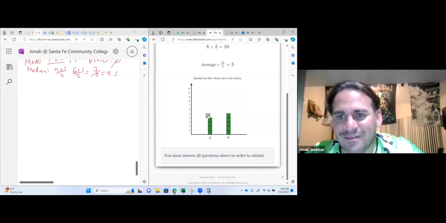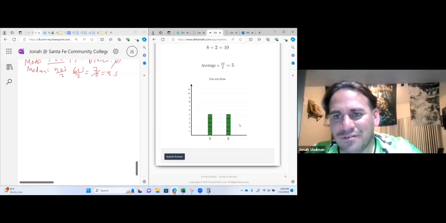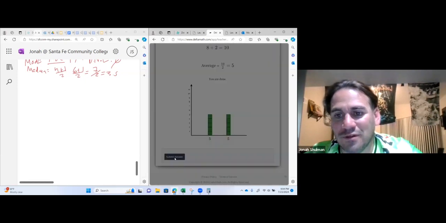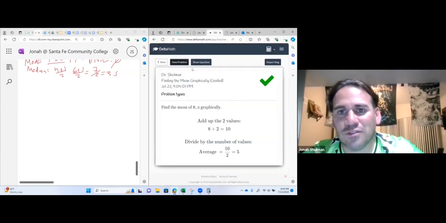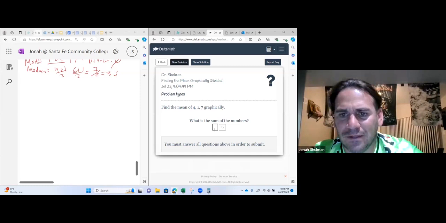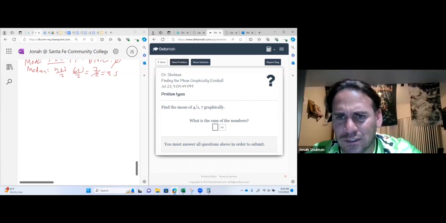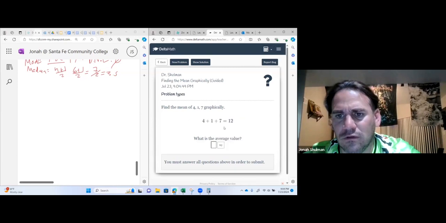And they match when they're 5. This is a really great way to show it. I'm always impressed by this program. All right, so what is the sum? 4 plus 1 is 5. 5 plus 7 is 12. Well, what is the average value? 12 divided by 3 is 4.